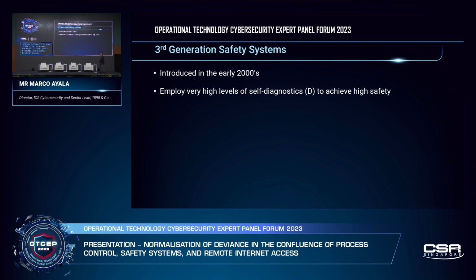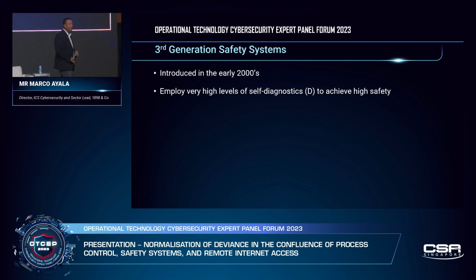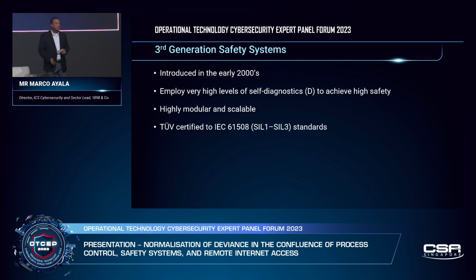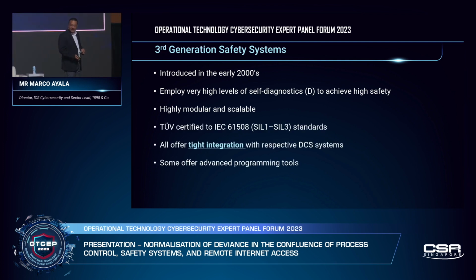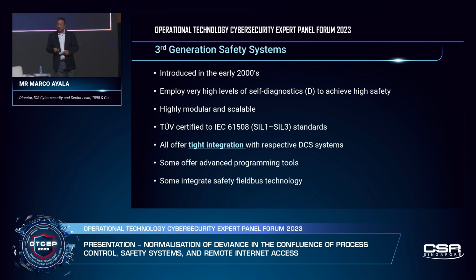And then we get into the third generation of safety systems, which was introduced in the 2000s. If you remember in the video that you watched, that's where he said it started to scale: connectivity, networks, modems, connections, all these things. While the 2000s employed highly modular and scalable systems, one of the key things here is that it also offered tight integration into the DCS, and also advanced programming tools, some integrated even in safety technology, and fieldbus.